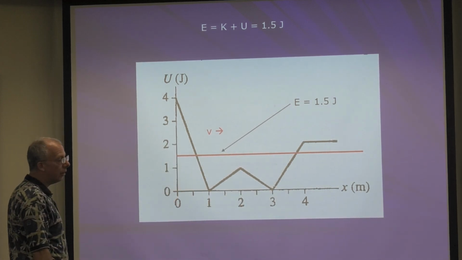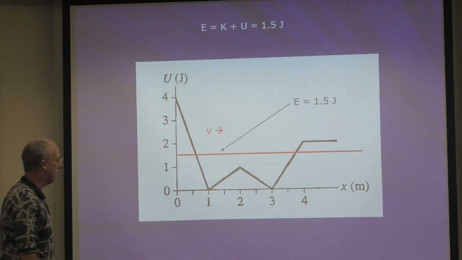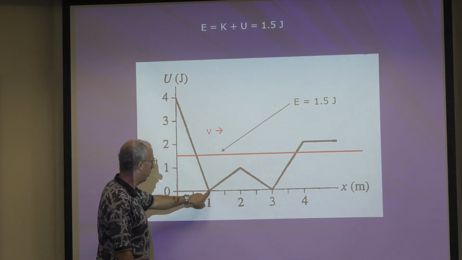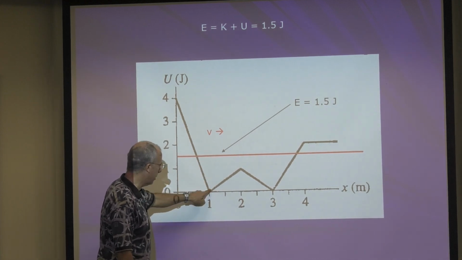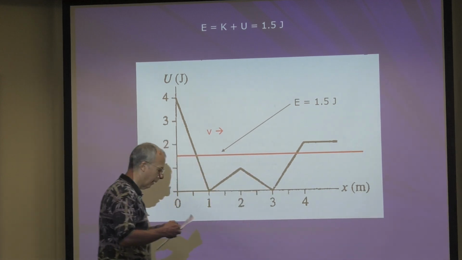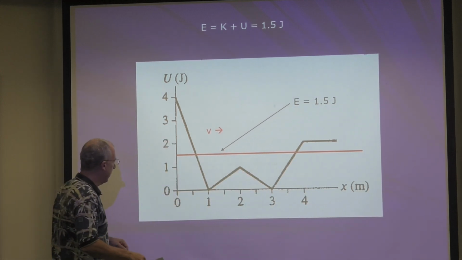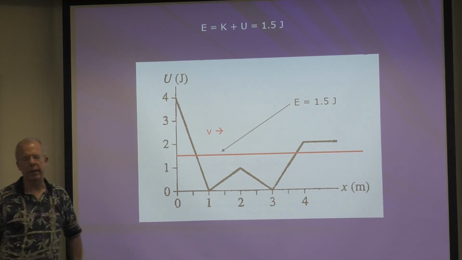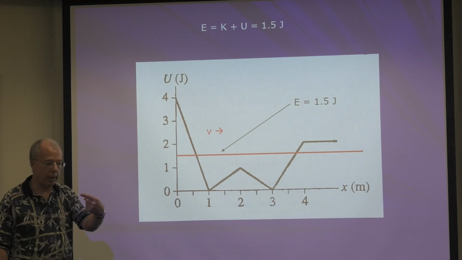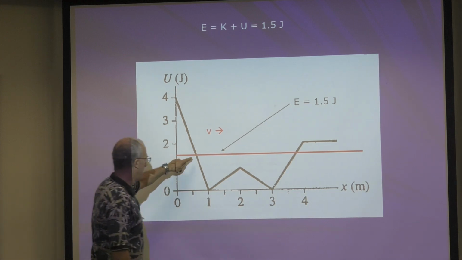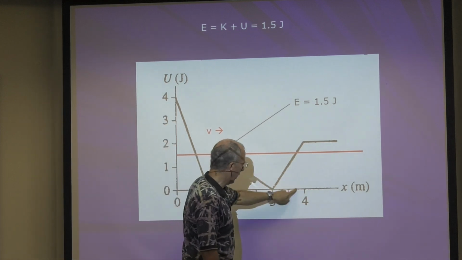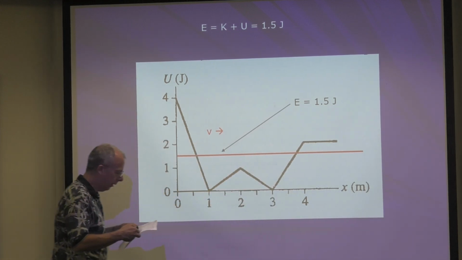Okay, where is the speed the greatest? Where's the kinetic energy the greatest? Well, where there's no potential energy, right? So here there's no potential energy, so the kinetic energy is maximum. Here there's no potential energy, so the kinetic energy is maximum. Okay, where's a turning point? The turning point is where the speed is 0 and the direction changes. So this is a turning point at x equals like 0.6 something. This is a turning point, x equals 3.6 or something like that.